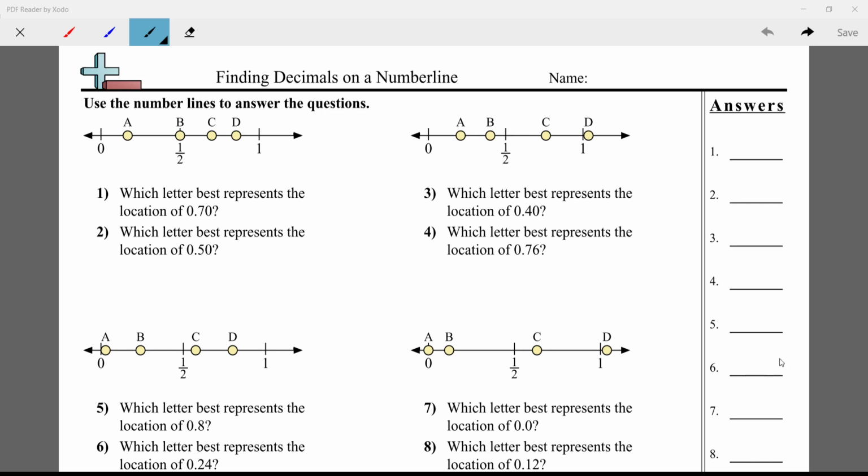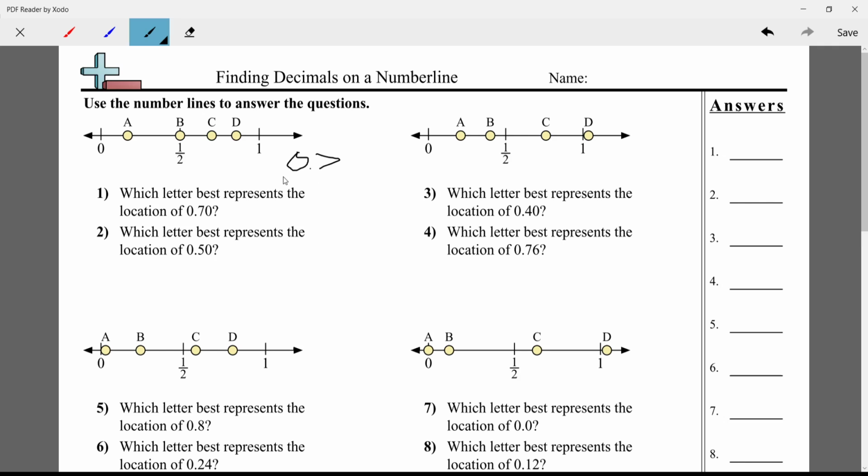All right, let's go over decimals and the number line. So this first one right here says, which letter best represents the location of 71 hundredths or 0.70? Now, as we should know, 0.70 is equal to 0.7, right? I apologize for my handwriting.